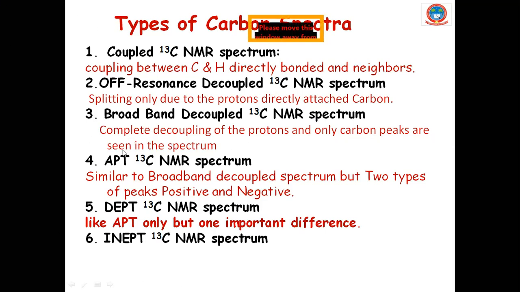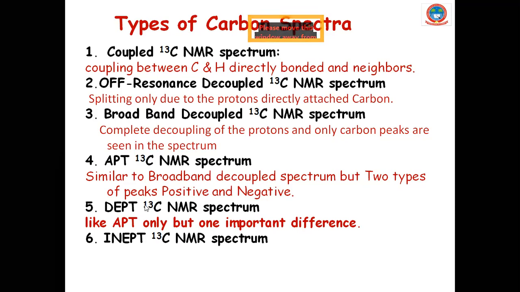And the fourth type of spectrum is APT, attached proton test carbon 13 NMR spectrum. It's a special type of technique or experiment we perform in the NMR instrument. It is similar to broadband decoupled spectrum, which means total decoupling of the proton and carbon, so singlets would appear, but there are two types of peaks, positive peaks and negative peaks, meaning upward peaks and downward peaks. Okay, we will see this.